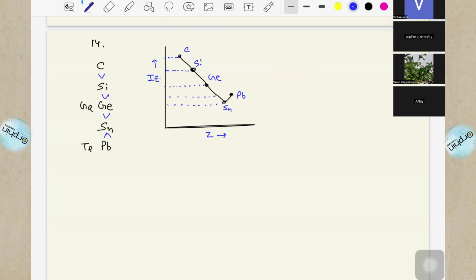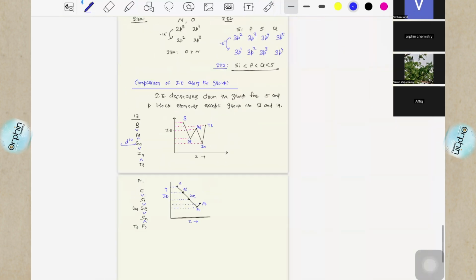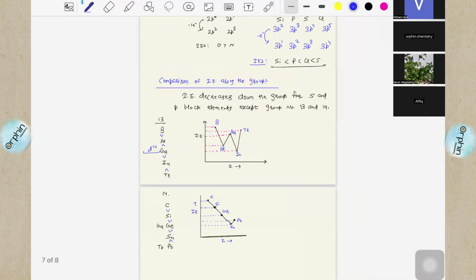And in all other groups, ionization energy decreases down the group. So there is no issue, no doubt. For other groups, IE decreases down the group. Fine. So I think the comparison of ionization energy along the group and along the period is done.